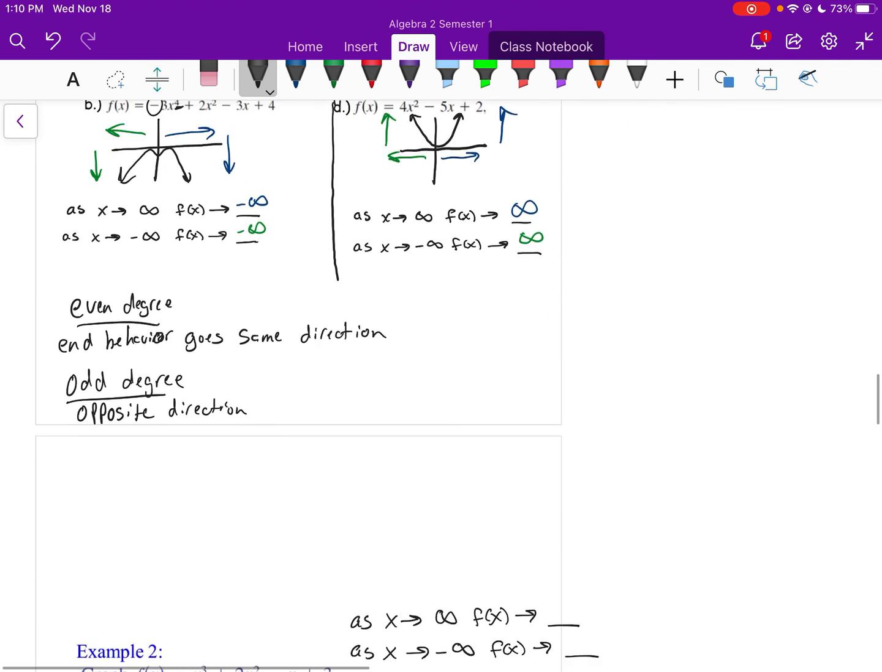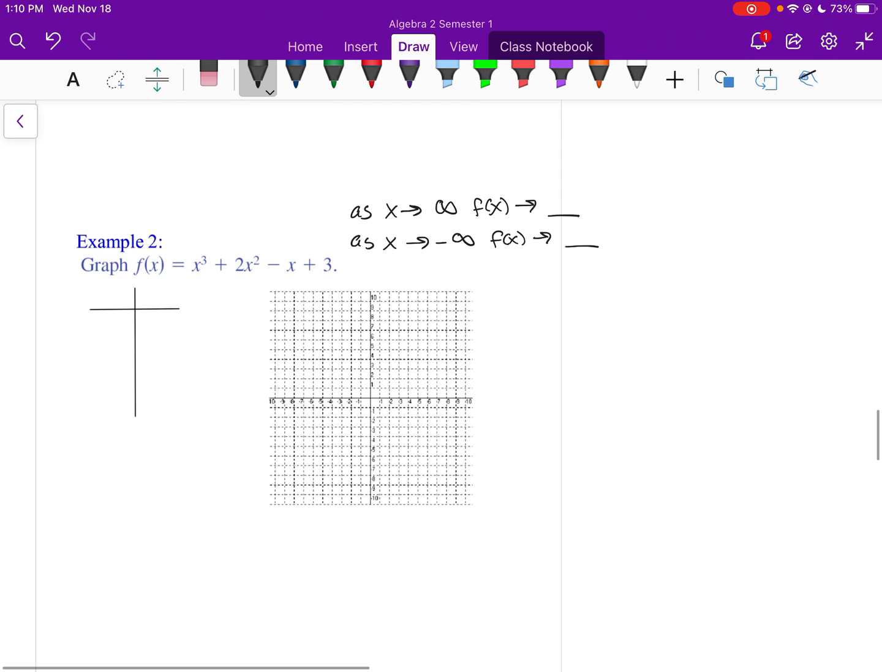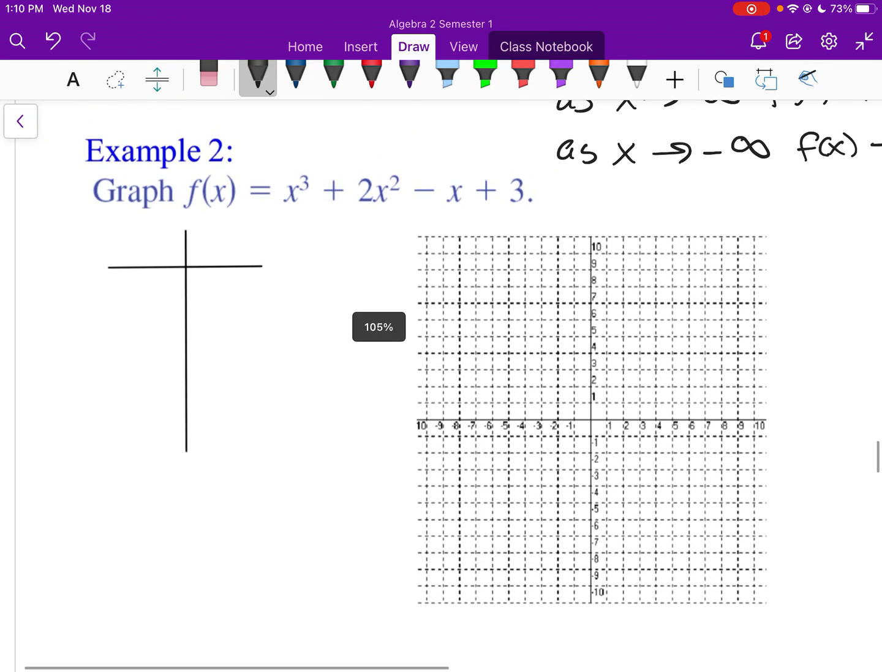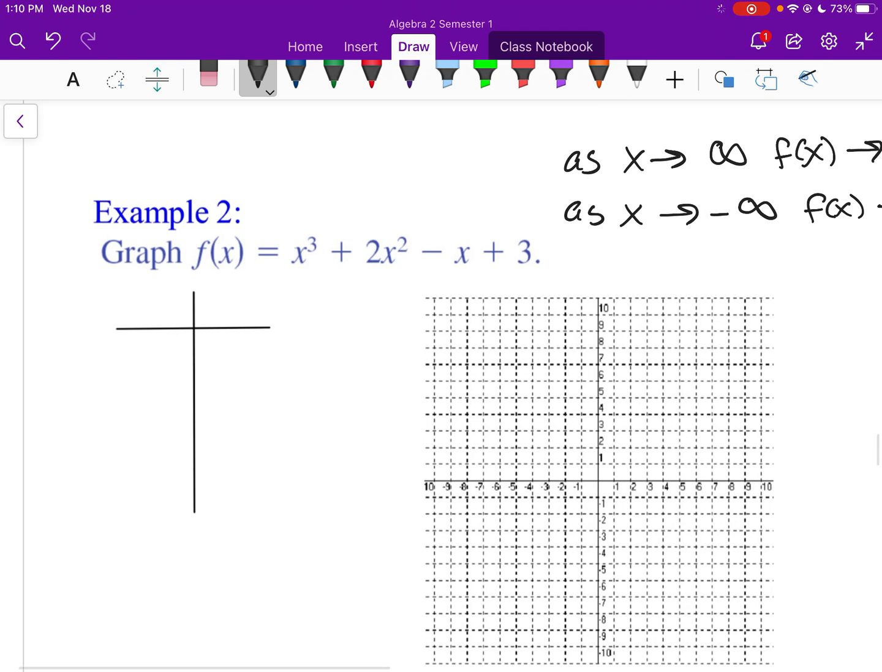All right, so now let's look at actually graphing them. We aren't technically graphing, we are sketching. And the way we're going to sketch is we're going to look at the end behavior, and then we're going to plot some specific points. So let's look at the end behavior here. We got x cubed. It is in standard form already. So again, we look at that leading term. It's an odd degree function, so end behavior will go in opposite directions.